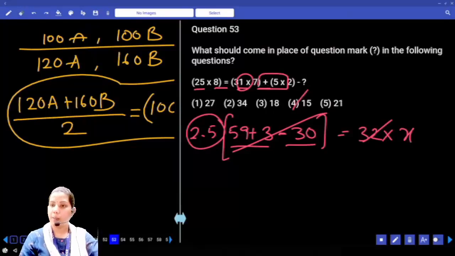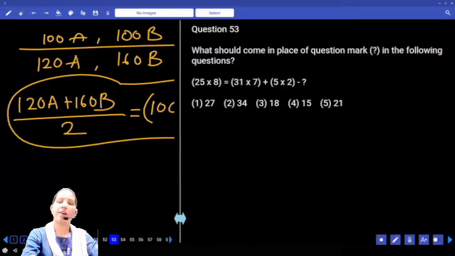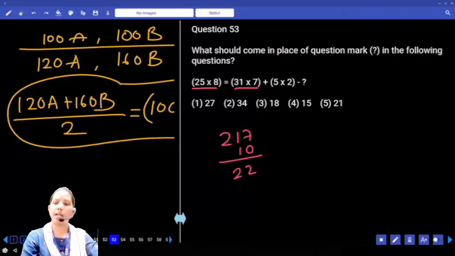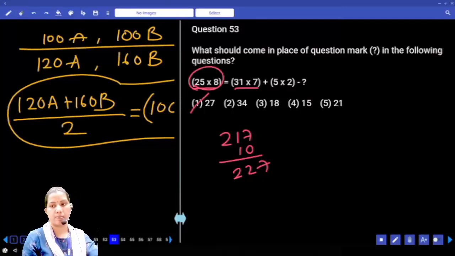Next 53. What is 25 eights? 200. 31 sevens? 217 and plus 10 together. 227 minus 200, 27. First option. 27.